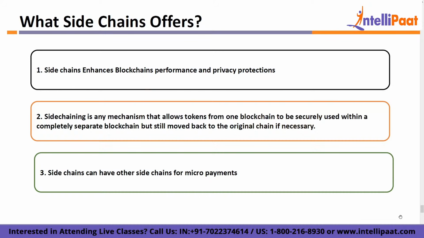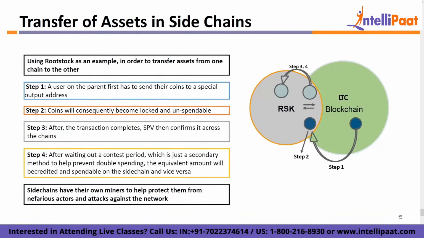Second, sidechaining is any mechanism that allows tokens from one blockchain to be securely used within a completely separate blockchain, but still moved back to the original chain if necessary. Your sidechains are part of your main blockchain. They allow a point where bitcoins or other tokens can flow from the main blockchain to sidechains and from sidechains back to the main blockchain, vice versa. So existing blockchain tokens can be used whenever required in a new transaction in a sidechain as well. Sidechains can have other sidechains also for micropayments, as we have seen in the above diagram. So these are the benefits that sidechains offer when existing alongside the main blockchain.